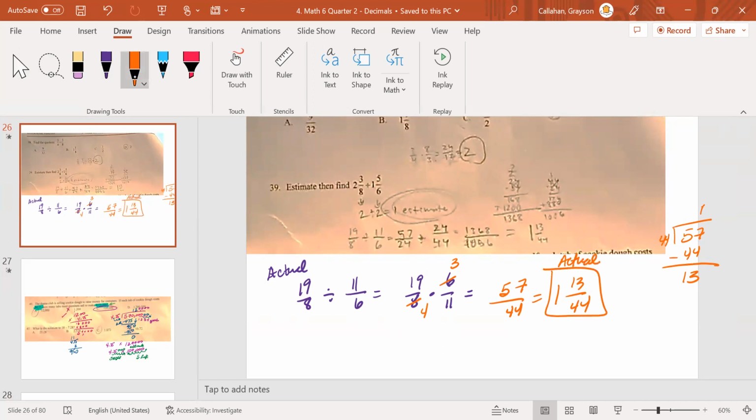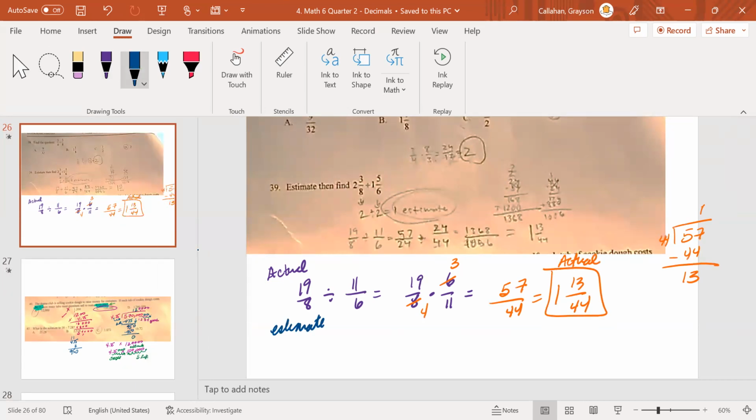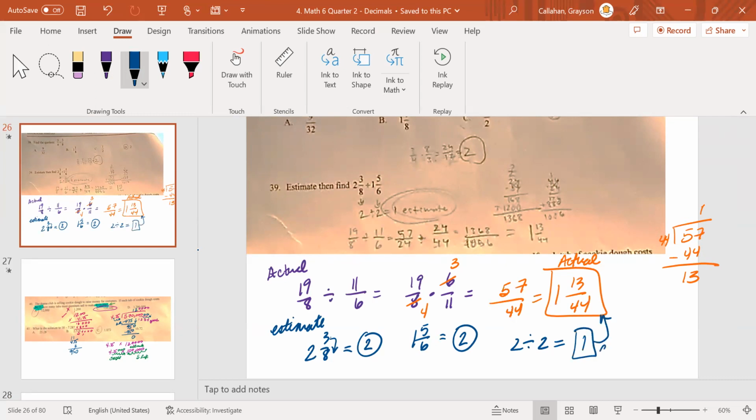right? So now let's go ahead and try to find an estimate, okay? Estimate of 2 and 3/8. Again, do you see how 3 over 8, I mean, it's not even half of 8, right? So I would just say it equals a 2, okay? And then 1 and 5/6. Do you see how 5 is pretty close to 6? So we can make that into a 2. Do you see that? Okay, so then what you're going to do is put 2 divided by 2, right? What's 2 divided by 2? 1. Is that pretty close to what we have? It's pretty close. It doesn't have the 13/44, but it's pretty close.